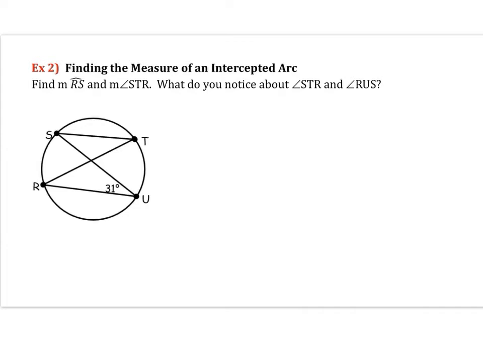All right, let's take a look at example 2, finding the measure of an intercepted arc. So let's find the measure of arc RS and the measure of angle STR. And then what do you notice about the angles STR and RUS? So we can see that we're given an inscribed angle of 31 degrees. So we can conclude that the intercepted arc, arc RS, is going to be double that, so 62 degrees. And if RS is 62 degrees, then its intercepted arc over here goes with the inscribed angle T. So that means if we take half of 62, then we get 31 degrees here.